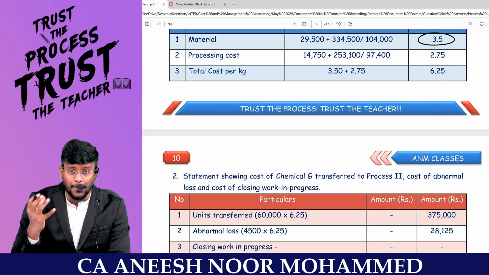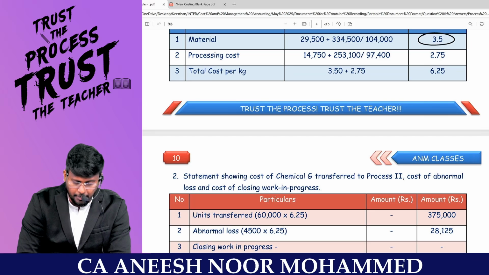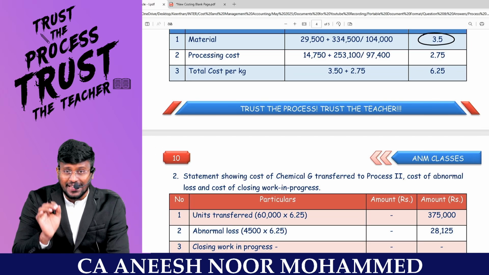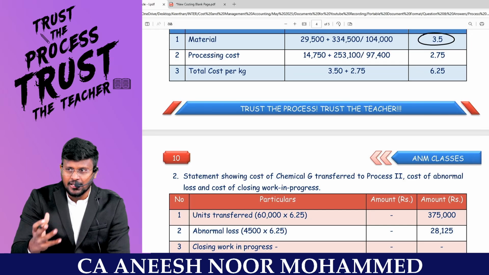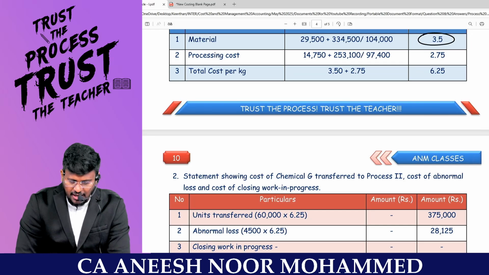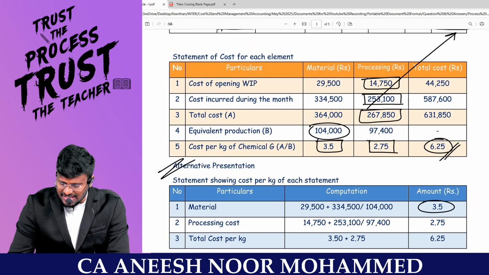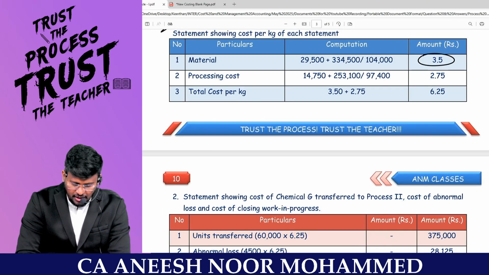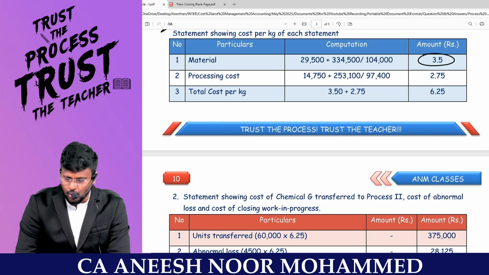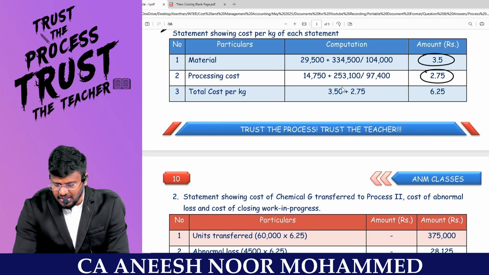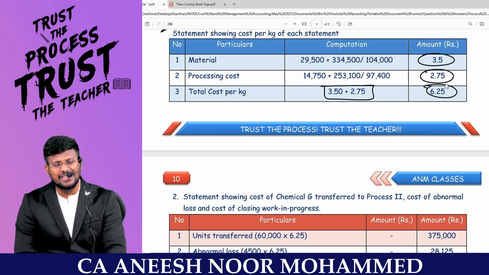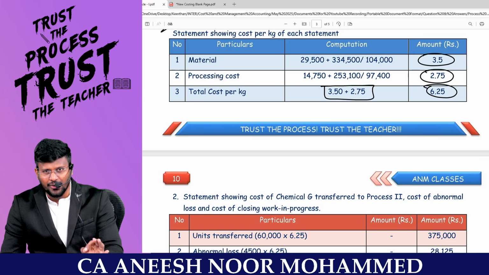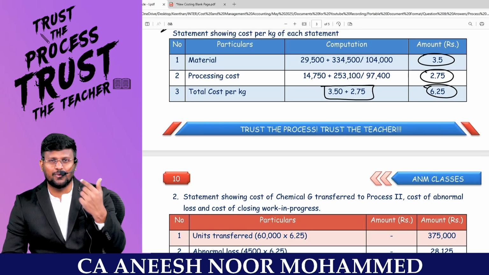And look at the processing cost. What is the total processing cost you have incurred for the opening WIP? 14,750. Plus, what is the processing cost you have incurred for the current period? 2,53,100. So totally you have incurred 2,67,850. Sir, this much cost you have incurred for 97,400 equivalent units, means 2.75. That means 3.5 plus 2.75 comes to 6.25. The same answer alternatively very easily presented. Are you comfortable? If yes, I just want to know your comfortableness.